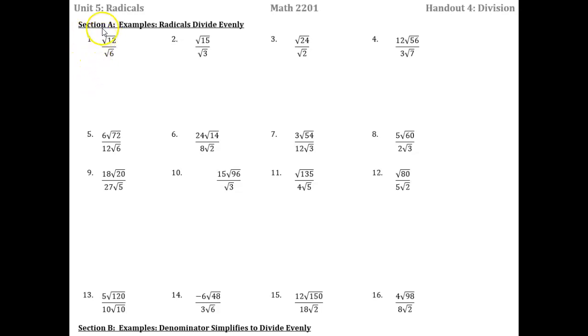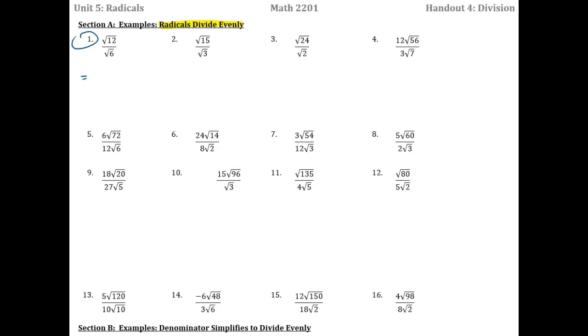All right, first off, there are four main types we're going to go through here. In section A, we're going to look at where radicals divide evenly. And what I mean by that is the numerator and denominator can divide into each other and you don't have any difficulty with it. Well, I should say any, or very little. So look at number 1.